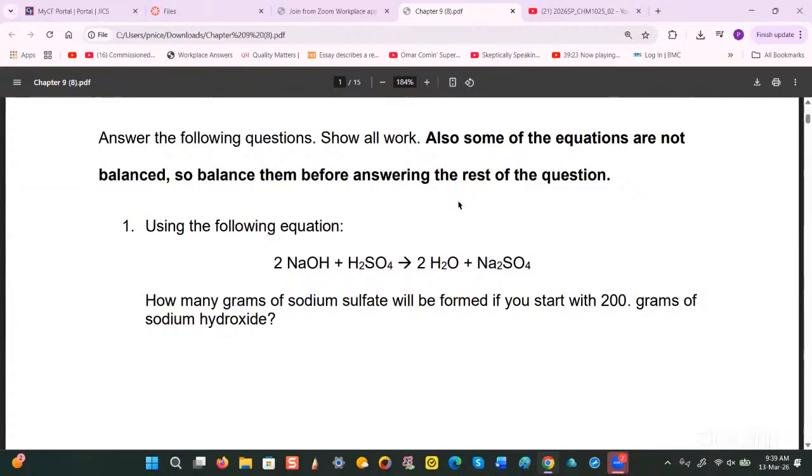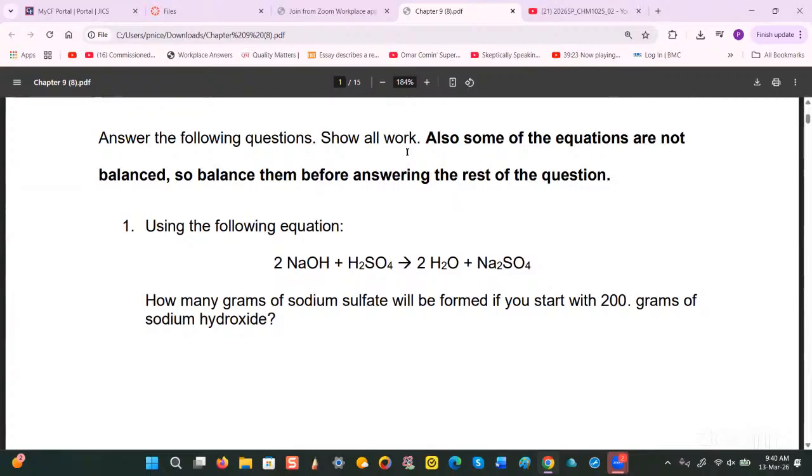And basically, when it comes to doing these kind of problems, that's the first thing you need to ensure. You need to ensure that you're starting off with a balanced equation. So if the equation is not balanced, you have to balance it before you actually do the rest of the problem. If you don't balance it, then more than likely your final answer will be incorrect because the calculations will be based in part on the fact that your equation is balanced.